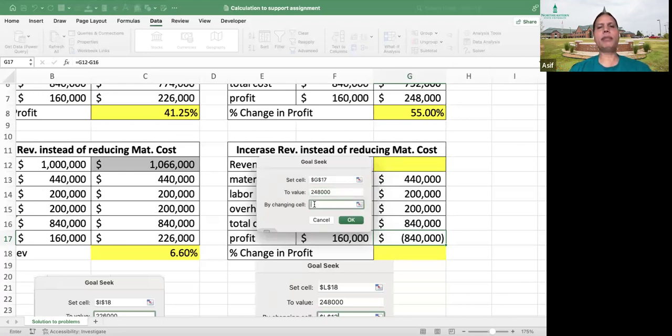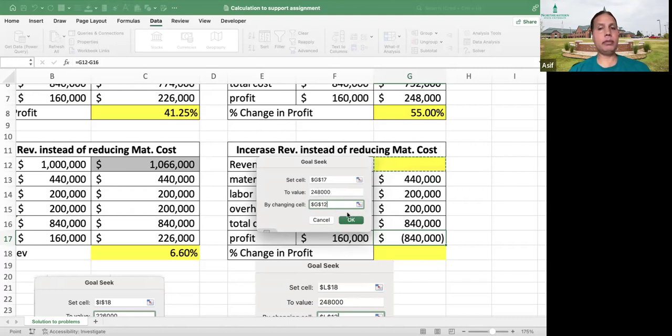And the next one is by changing cell. Which cell do we want to change? We want to change this one. Currently, it's empty. There's nothing. It's the revenue cell. And we want to change this one to see how much revenue would be required to achieve a profit of 248,000.